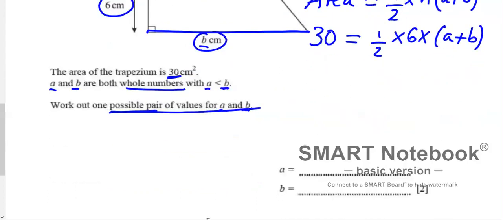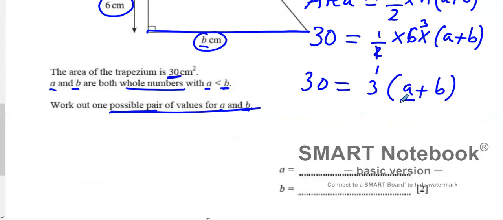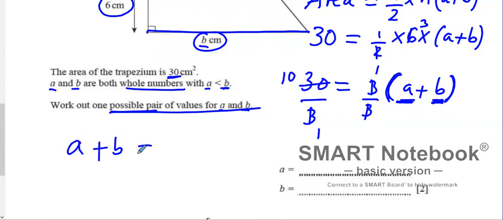Okay, now how do we move from here? The work becomes easy. 1/2 times 6 is 3. So 30 equals 3 times (A plus B). Because the task here is to figure out the values of A and B, what we need to do is simply divide by 3, so that we leave A and B exposed there. 30 divided by 3 makes 10. So you can see that A plus B should be equal to 10.